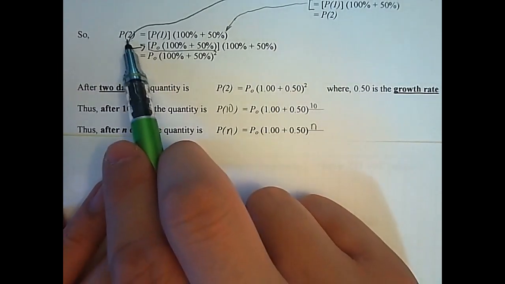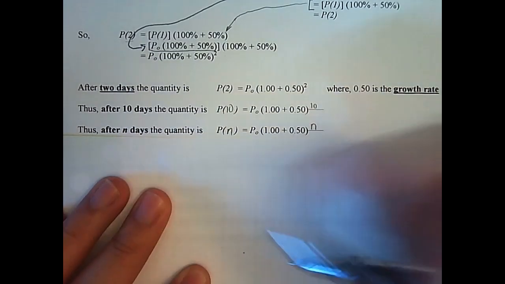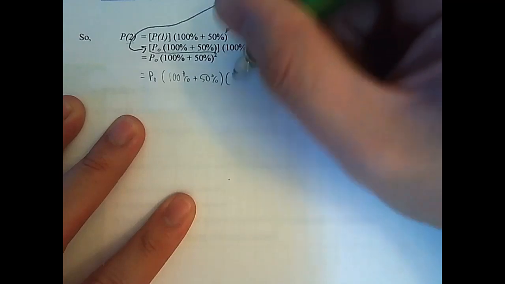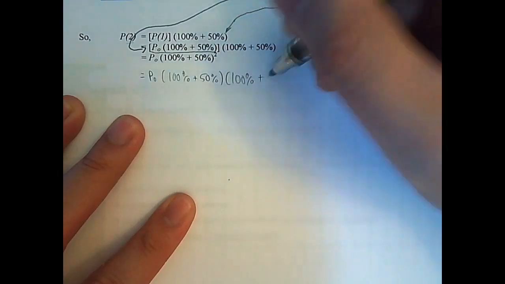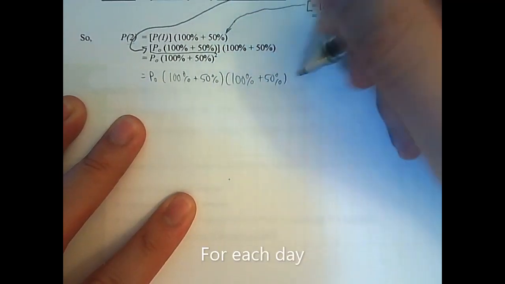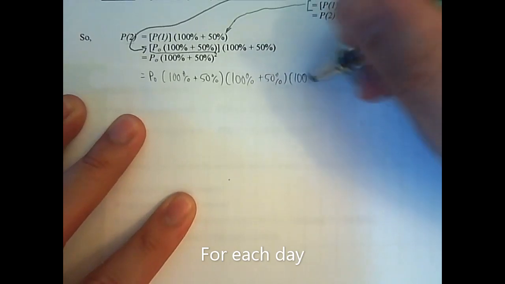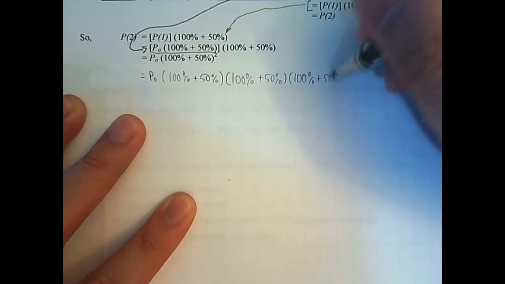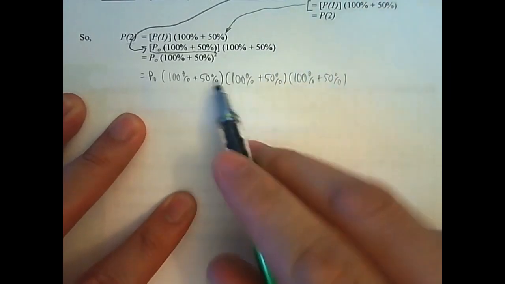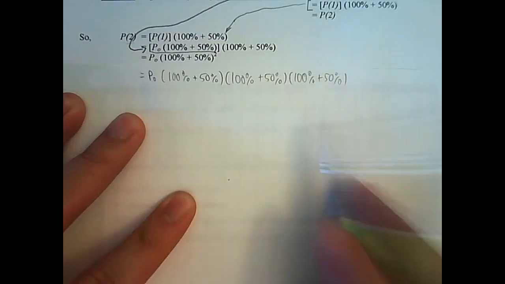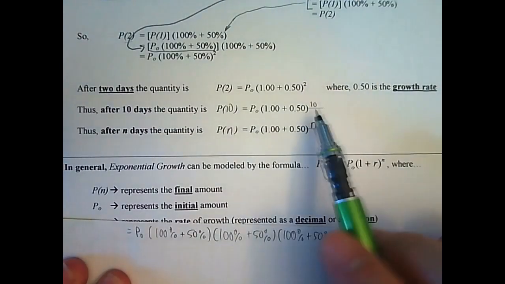If I did it for P3, for day 3, I'll do it like this. It would be P0 times 100% plus 50%, and this would happen 3 times, one for each previous day. So then it would just be to the power of 3. It just keeps occurring again and again and again, and that's how we get the exponent here.